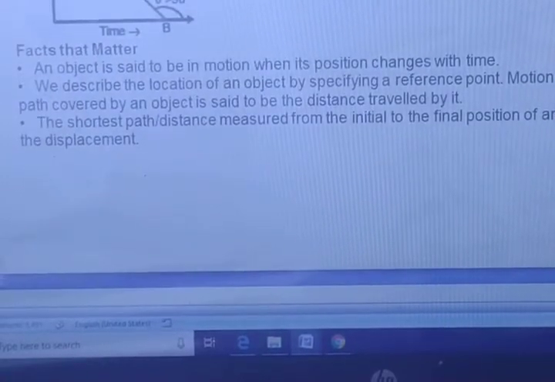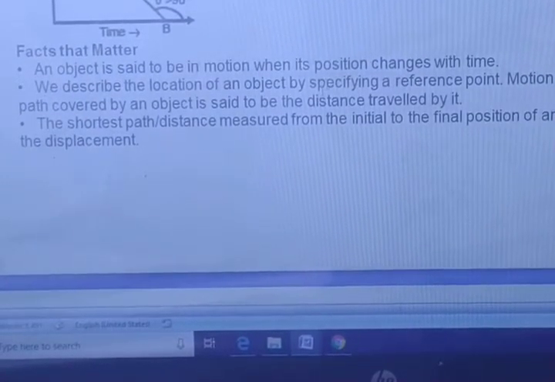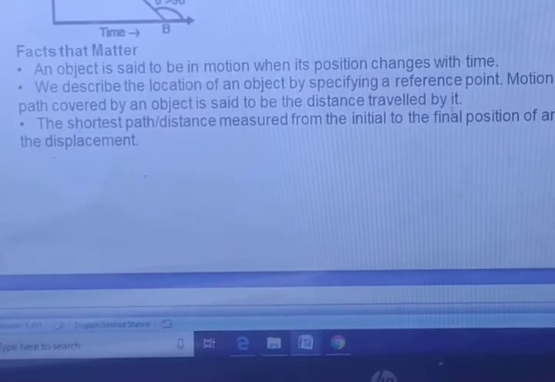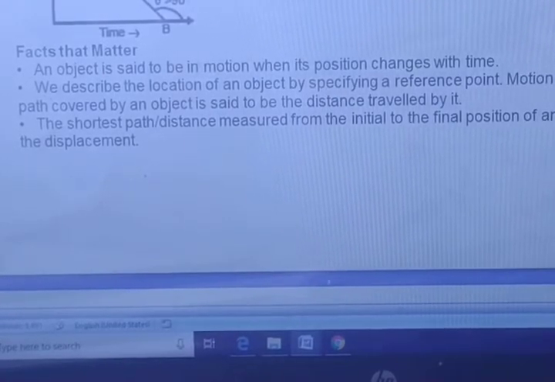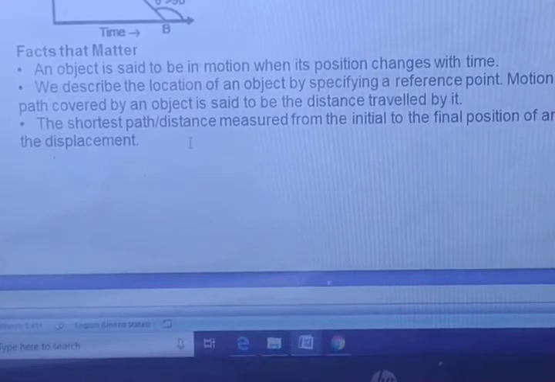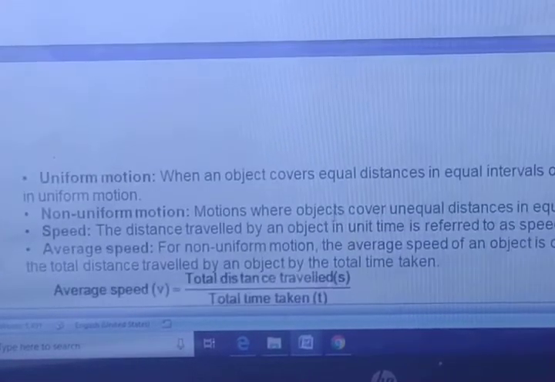Facts that matter: an object is said to be in motion when its position changes with time. We describe the location of an object by specifying a reference point. Motion is relative. The total path covered by an object is the distance traveled by it. The shortest distance measured from the initial to the final position of an object is known as displacement.